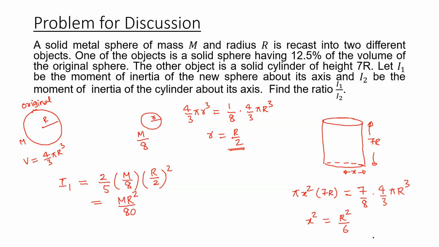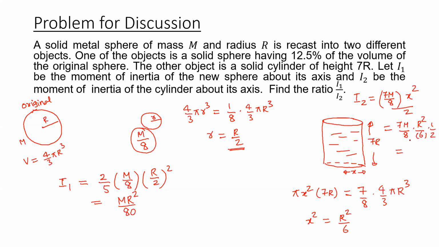Now for a solid cylinder, what is the moment of inertia? We know moment of inertia as mr square by 2. But what is the mass of this? If this has m by 8, the mass of the cylinder will be 7m by 8. Radius is x, so I'll take x square by 2. Okay, x square I can substitute. So what do I have? 7m by 8 into x square, which is r square by 6. And then I have this 1 by 2 also.